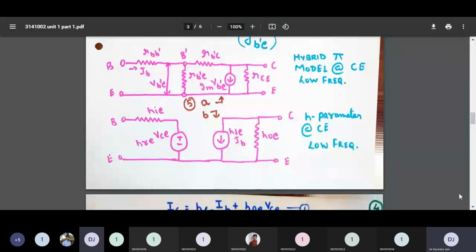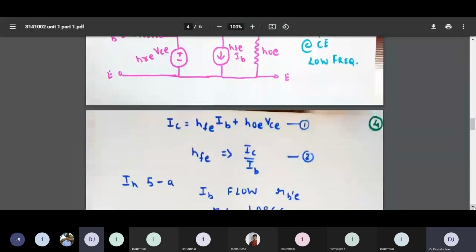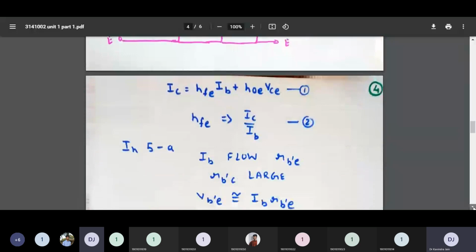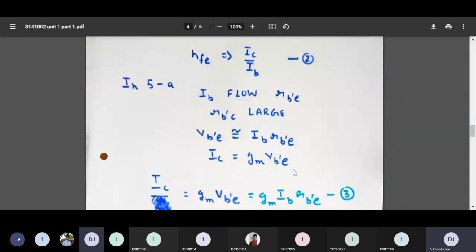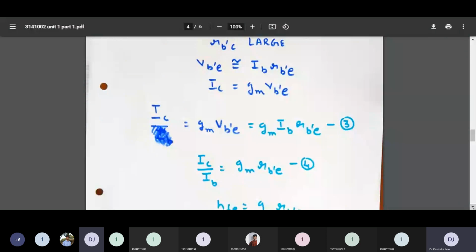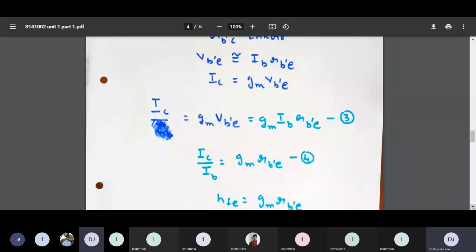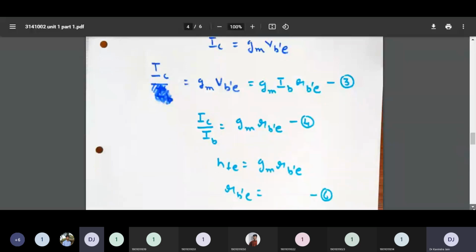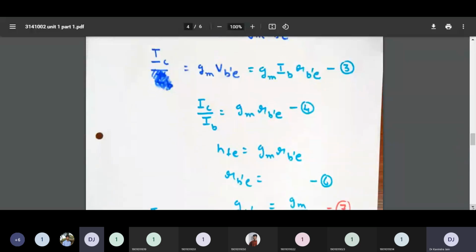How are we doing this? Please see. We calculated VB'E, we calculated IC. So the VB'E formula we have put over here. Hence IC becomes this particular formula. From this IC as well as from IB, we are going to calculate the current gain. Current gain is IC upon IB. So the current gain becomes this, and this current gain is nothing but HFE. So this becomes the formula for HFE.